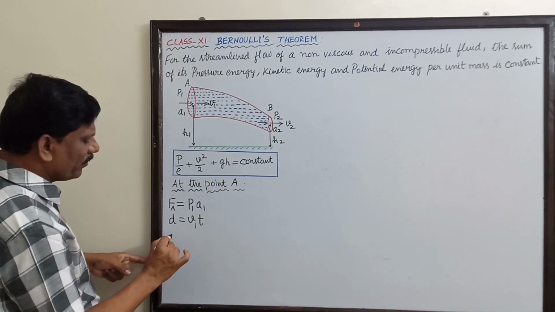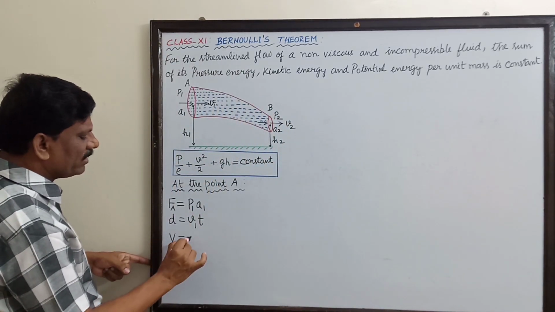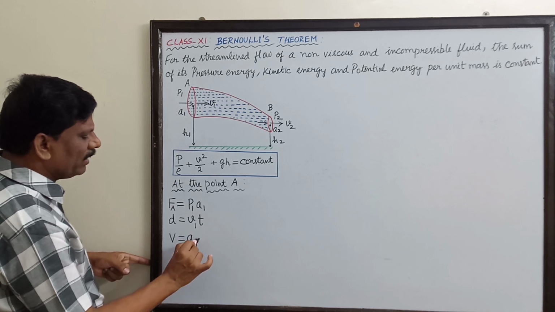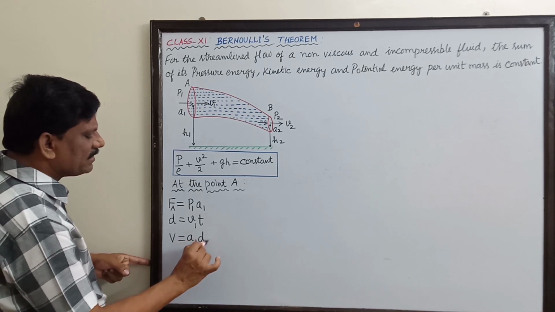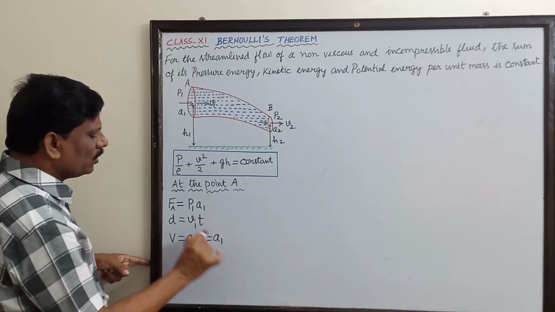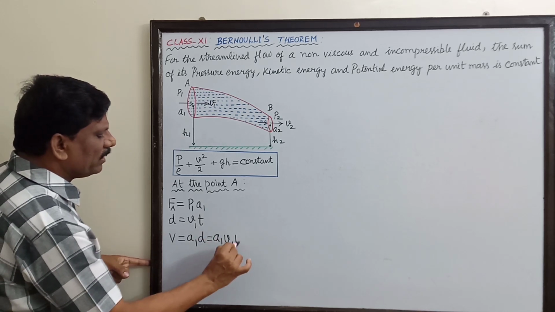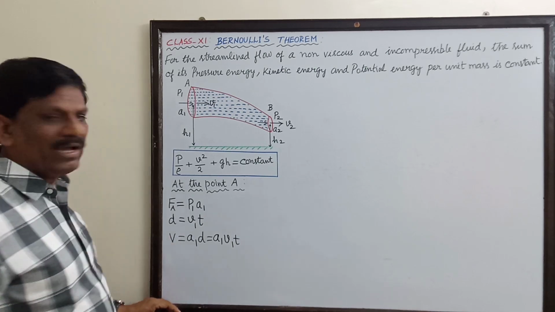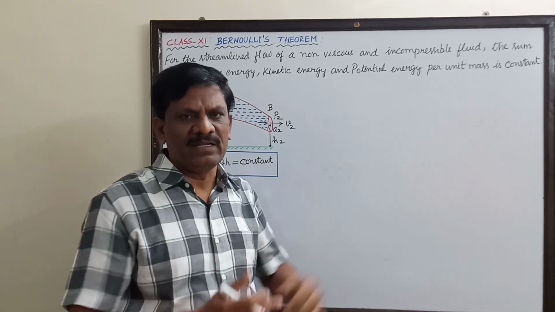The volume of the liquid V is equal to area A1 into distance. So this is equal to what? Area A1 into V1 into t. So this must be the volume of the liquid which is entering at A.